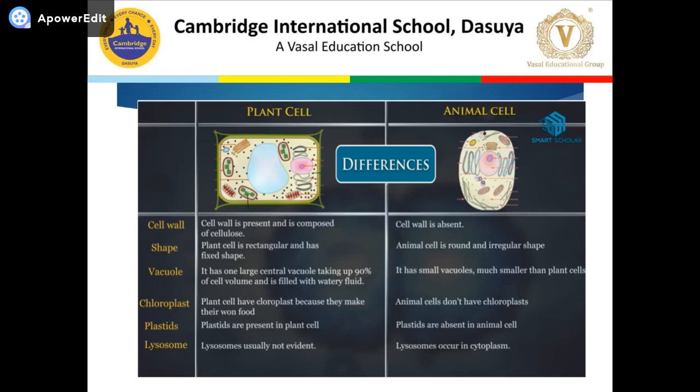In a plant cell, a large central vacuole takes up 90% of the cell volume, filled with watery fluid. But on the other side, an animal cell has a small vacuole, much smaller than in a plant cell. Plant cells have chloroplasts because they are capable of making their own food. Animal cells don't have chloroplasts. Plastids are present in plant cells, but absent in animal cells. Lysosomes are usually not evident in plant cells, but they occur in the cytoplasm of the animal cell.